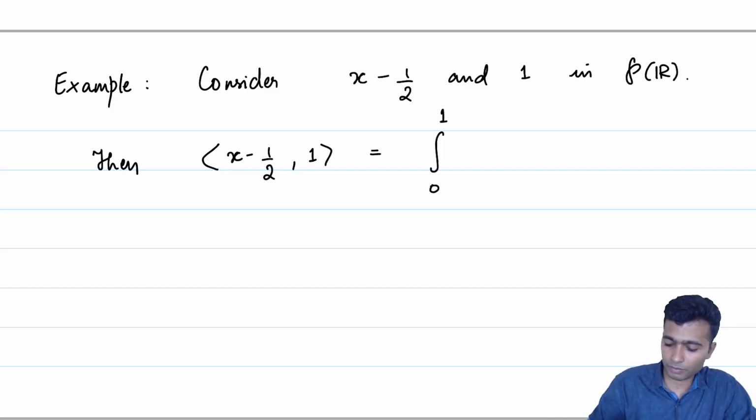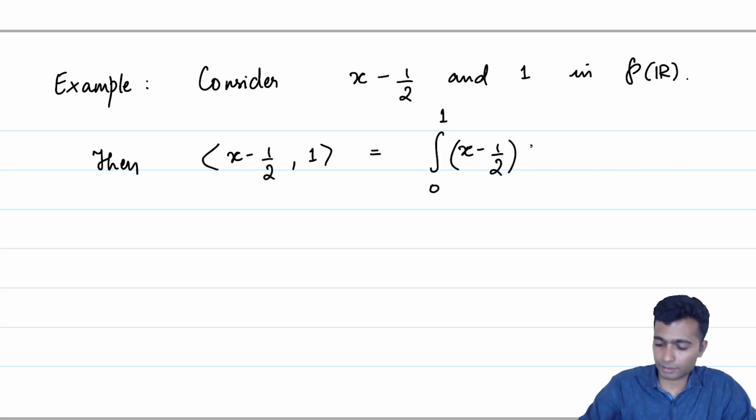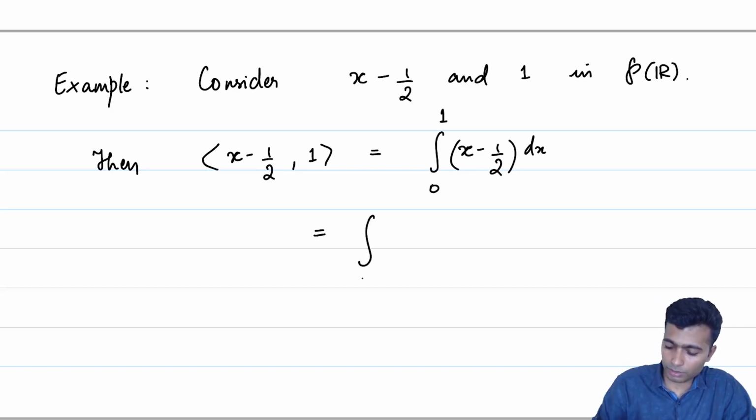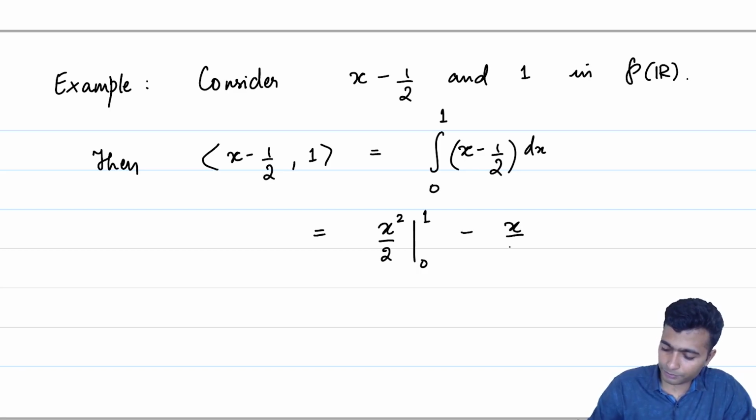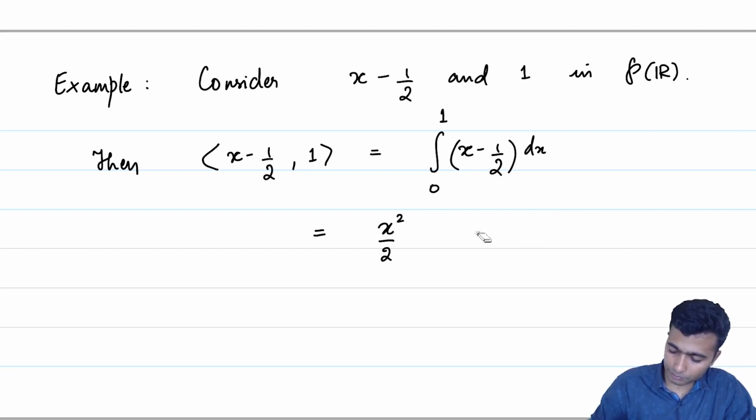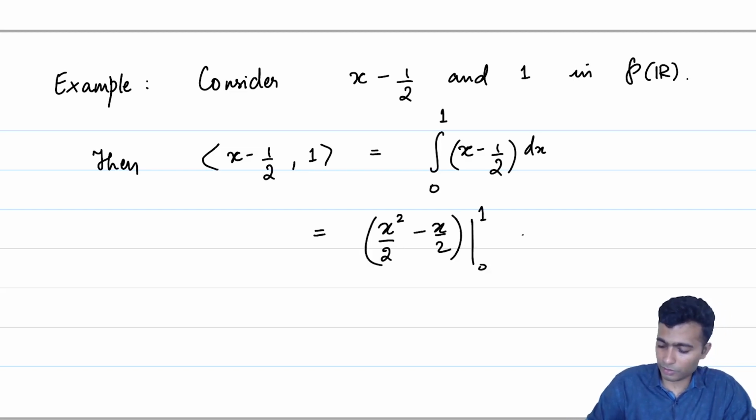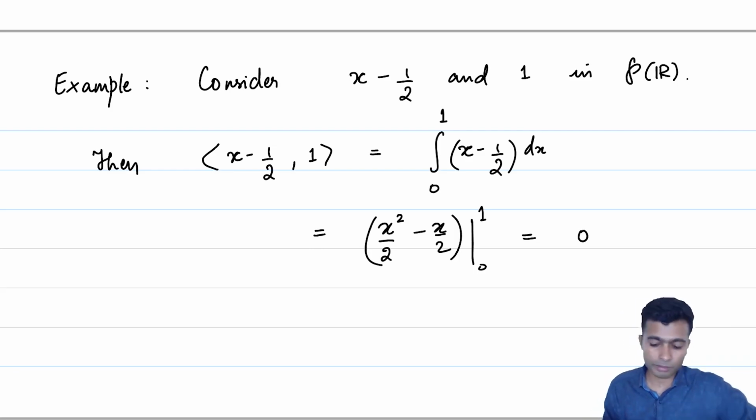So the first one: x minus half and 1 was the integral from 0 to 1 of (x minus 1 by 2) times 1 bar dx, and this just was equal to x square by 2 minus x by 2, evaluated from 0 to 1, which is equal to 0. So yes, x minus 1 by 2 and 1 are orthogonal with respect to this inner product.